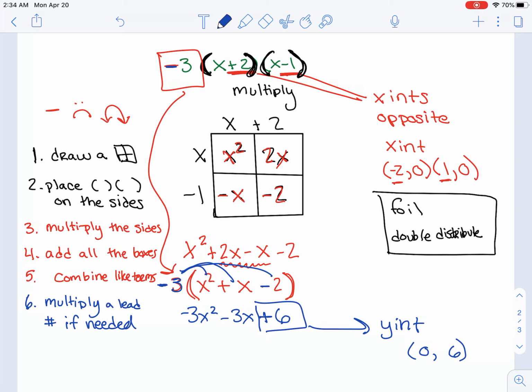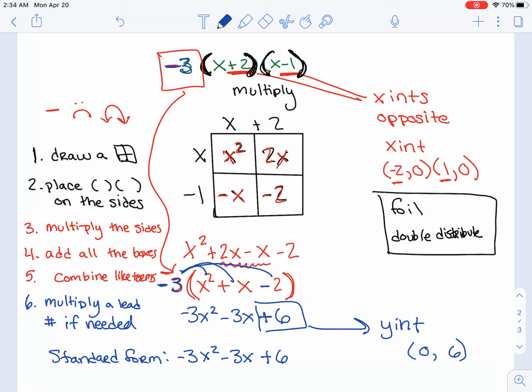That's my negative 3. See how it's a lead number, how it's outside those parentheses? Then you have your standard form. Notice that -3 is your A, -3 is your B, and +6 is your C, which is the same as your y-intercept.